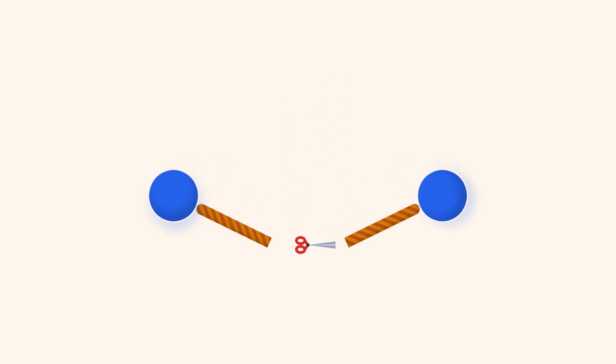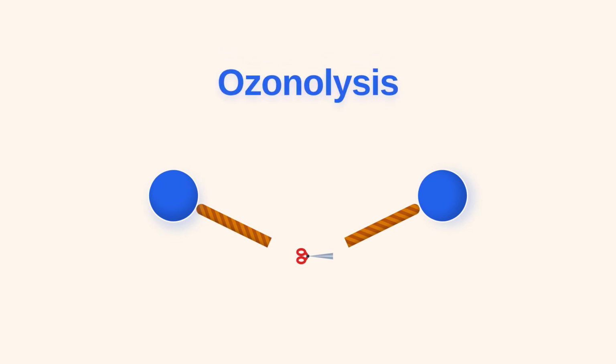Think of a chemical bond like a piece of sturdy rope connecting two weights. If you want to separate those weights, you could untie the knots, or you could simply take a pair of scissors and snip the rope right down the middle. In the world of organic chemistry, most reactions are like untying knots, carefully swapping one atom for another. But ozonolysis? Ozonolysis is the pair of scissors.